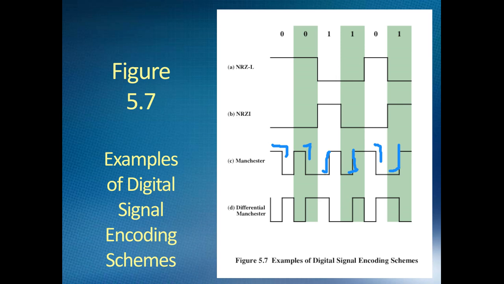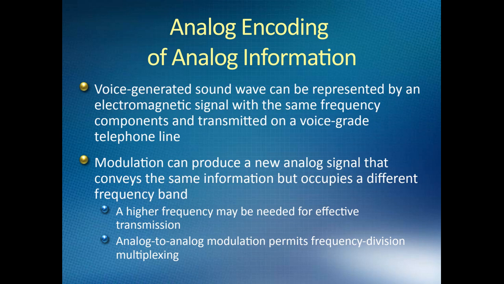Okay, next slide. Analog encoding of analog information. This is the easiest, simplest. So you have voice generated sound. You want to represent it as an electromagnetic signal.